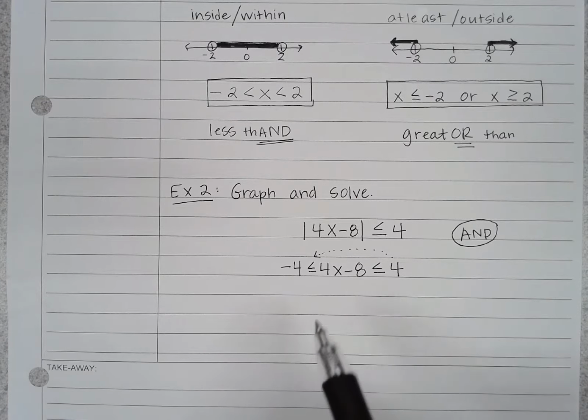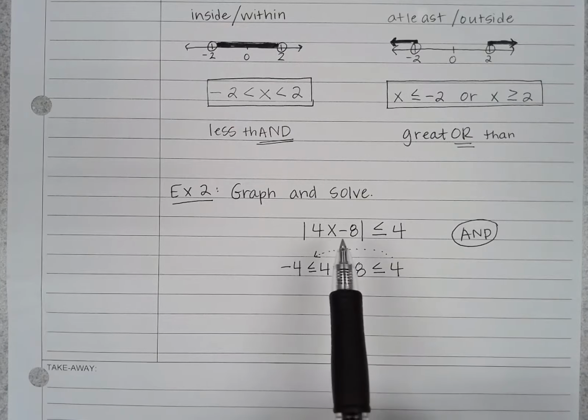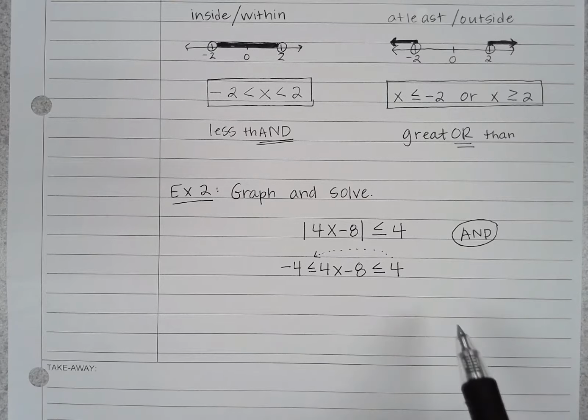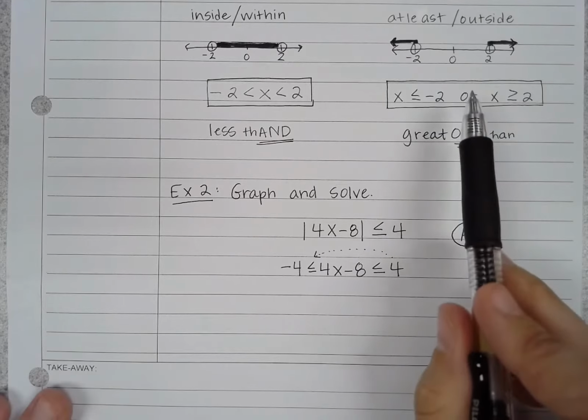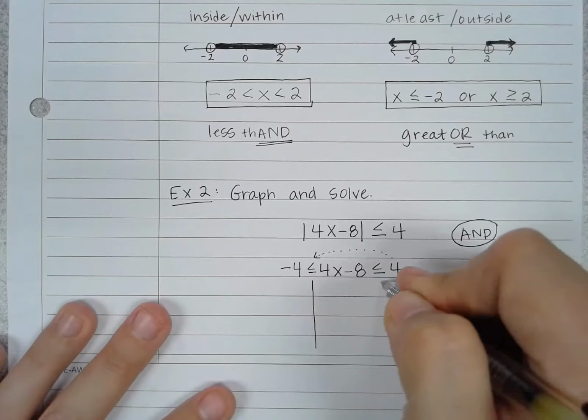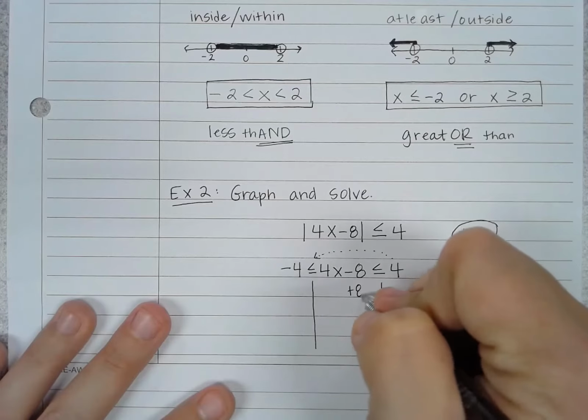Part of the reason why I set the question up to look like this is because I know that it's going to be an and problem. I know that this has to be within 4 from 0. So I know that my answer is going to be colored on the inside. It's not going to look like this one did and be colored on the outside. And then you solve it based on the way that you set it up.